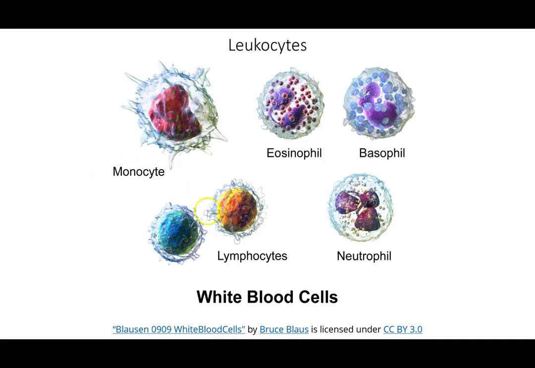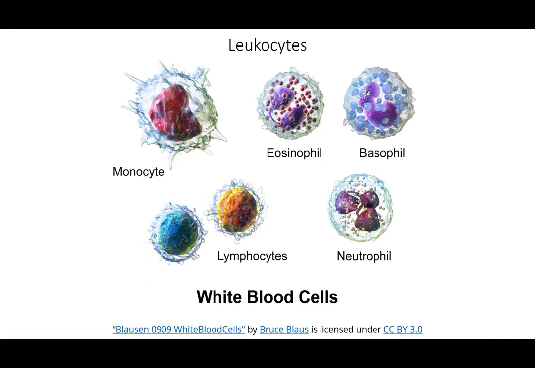Moving over here to the agranular leukocytes, so they're not going to have those really giant visible granules. They will still have some, but they're going to be really, really tiny. We're not going to see them on a stain. And so we have two major classes, again, monocytes and lymphocytes.